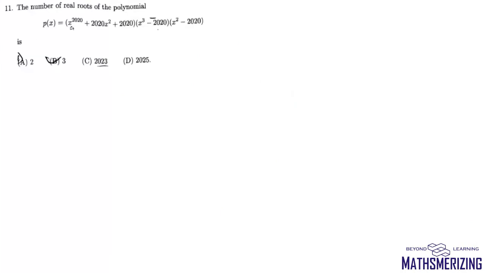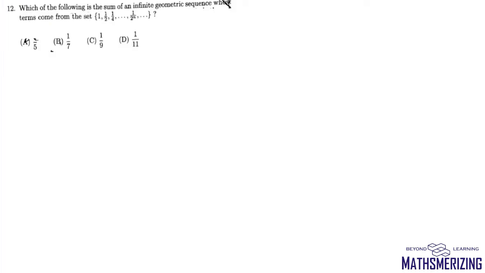Now question number 11, it is a pretty simple question. It says the number of real roots of this polynomial are. Now for this one, x to the power 2020 plus 2020 x square plus 2020. Now this is positive, and this is positive, so it cannot be 0. Now this is a cubic equation. This cubic equation will have only one real root, and x square minus 2020 will have two real roots. So the total number of real roots of this polynomial is 3, and that's your option number B.